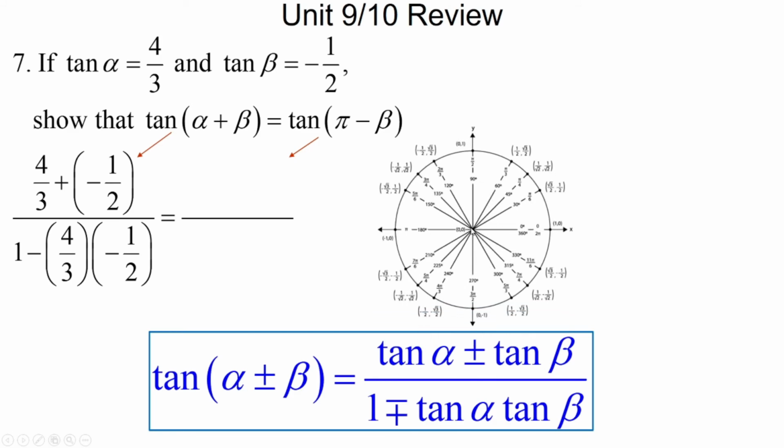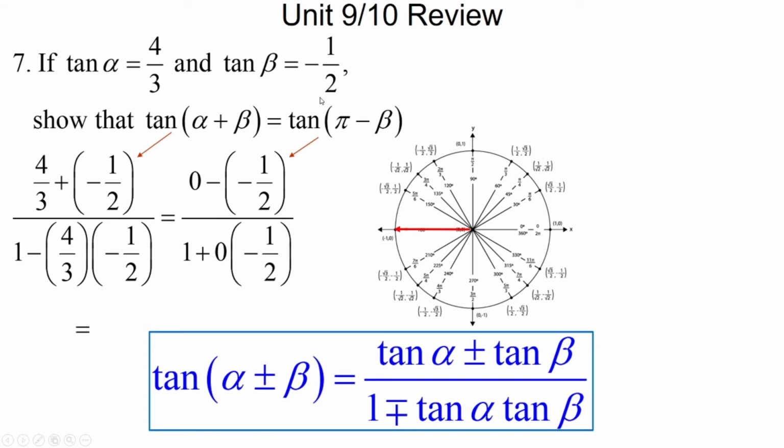Well, where's pi? Right there. And tangent is sine over cosine. Well, sine of pi is 0, so that's just a 0. Okay, minus tangent of beta, which is still that negative 1/2. All right, and then we got 1 plus, and then we have our tangent of pi, which is still 0, times the tangent of beta, which is still negative 1/2.